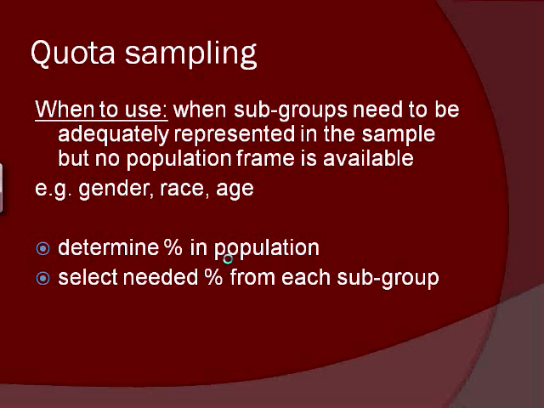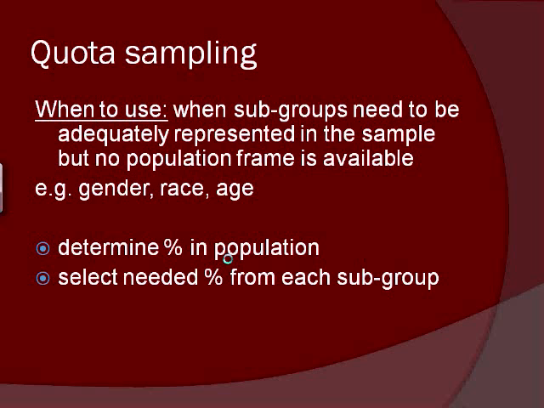But we want to make sure that, for example, our sample accurately represents the population in terms of a gender breakdown or racial breakdown or age breakdown. For instance, we want to make sure that our sample of college students has 51% women, 49% men, just as it is in the general population.